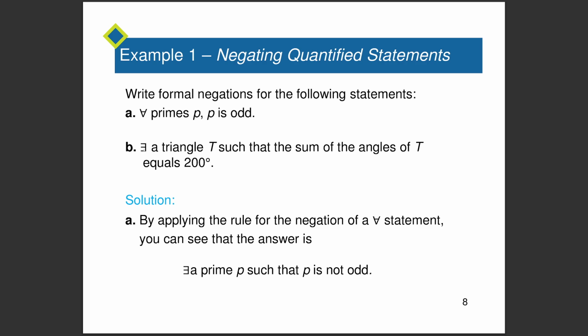A second example here is that there exists a triangle T such that the sum of the angles of T equals 200 degrees.